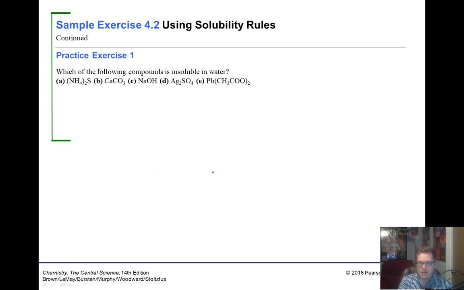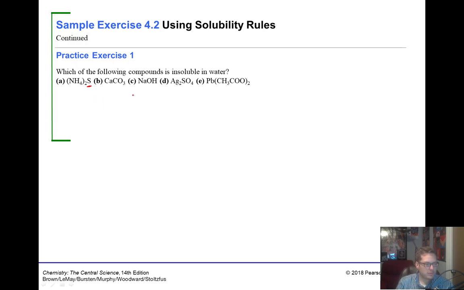Which of the following is insoluble in water? All right, so it's always based off the anion, and I really should have... Maybe I'll pull up a solubility chart here. Solubility chart. All right. So here we go. So we always got to identify the anion that it's attached to first. Okay. So the anion here is the sulfur.